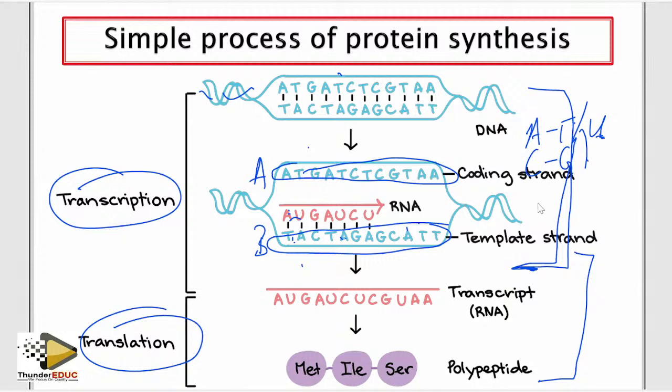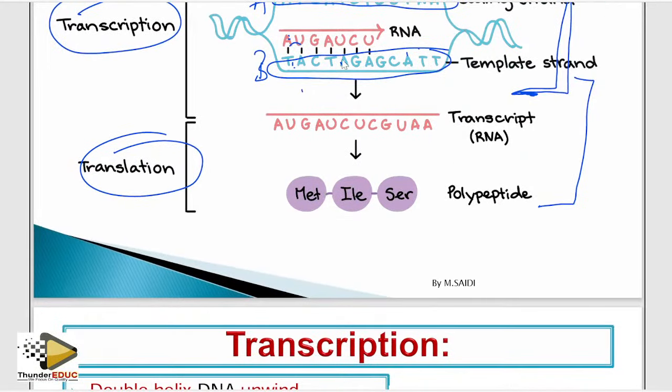So in this case, because we're forming messenger RNA, instead of A going with T, A is going to go with U, because we don't have uracil in DNA. Then after that, you form a messenger RNA. This messenger RNA has coded information from the DNA, and then that coded information will go to the cytoplasm.